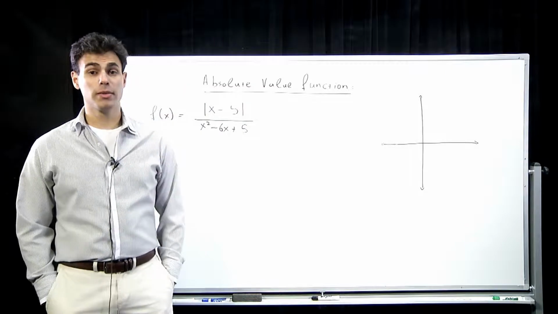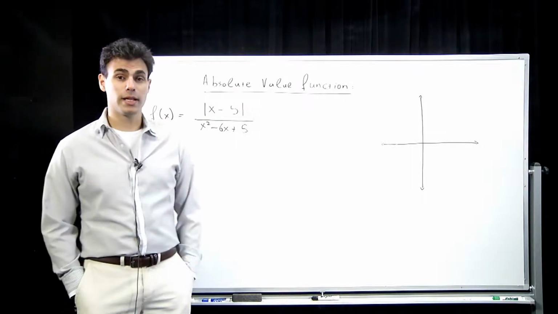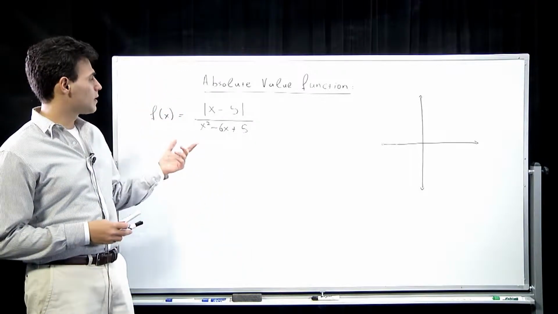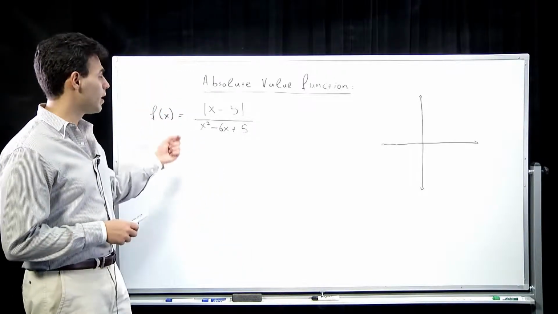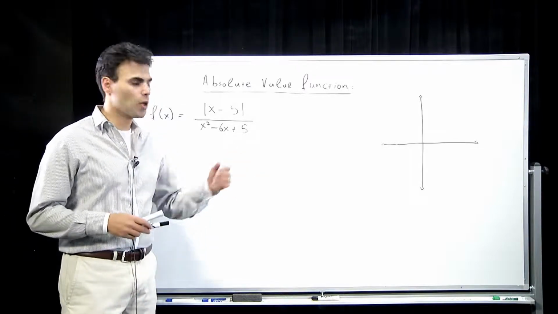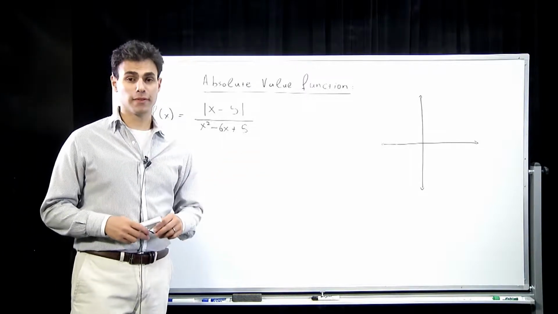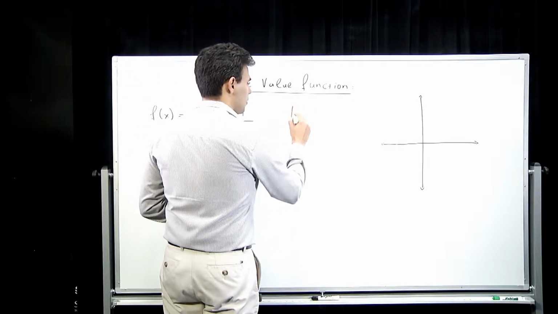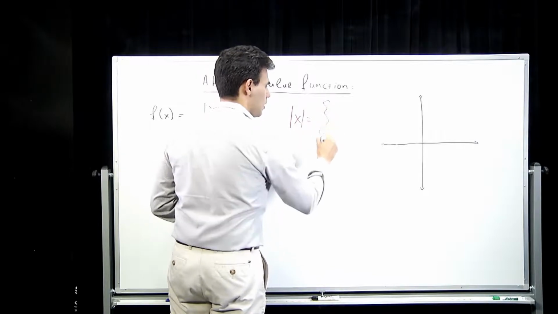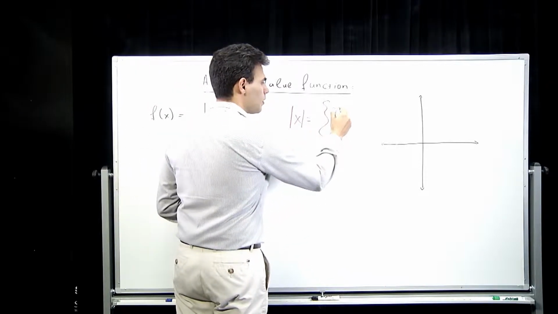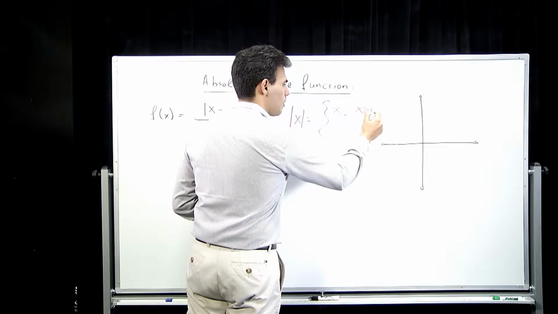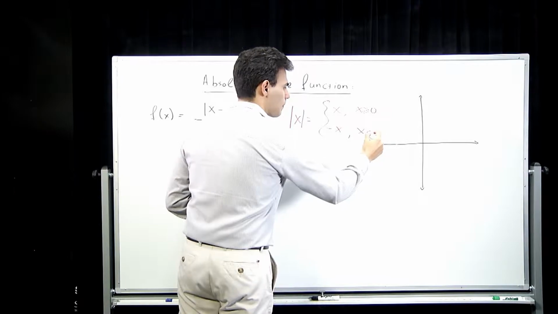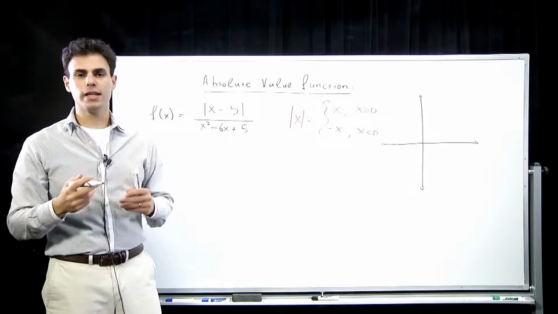Welcome back, everybody. Now we're going to be talking about the absolute value and how it can be blended into various functions. For instance, if f of x is equal to the absolute value of x minus 5 divided by x squared minus 6x plus 5, and maybe the goal is to graph it or get it into a simpler form. What we need to do first is remember that the absolute value of a number is either just that number if the input is positive or maybe 0, and it's minus that number if the input is negative. This can be generalized for any sort of absolute values.